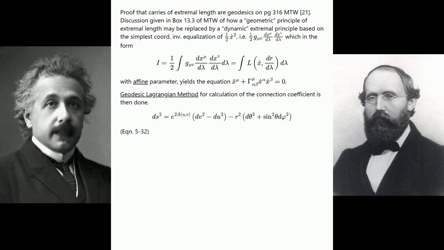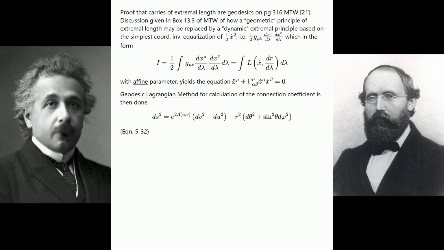Discussion is given in box 13.3 of MTW of how a geometric principle of extremal length may be replaced by a dynamic extremal principle based on the simplest action, the integral of 1/2 ẋ², i.e. 1/2 g_{μν} (dx^μ/dλ)(dx^ν/dλ), which in the form, see the equation shown, with affine parameter, yields the equation ẍ^μ + Γ^μ_{αβ} ẋ^α ẋ^β = 0.